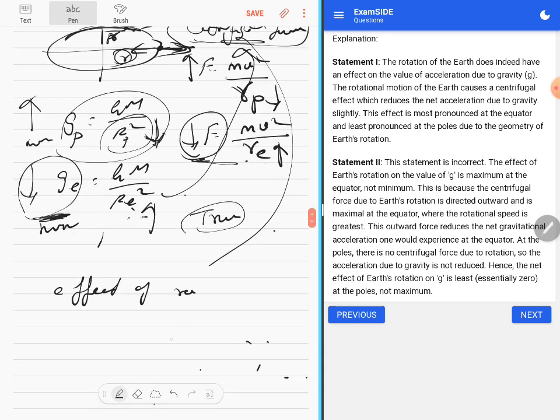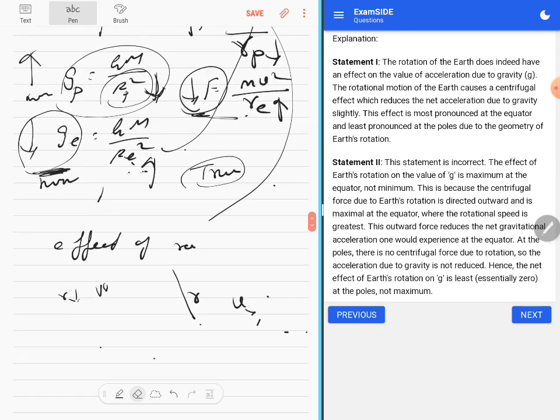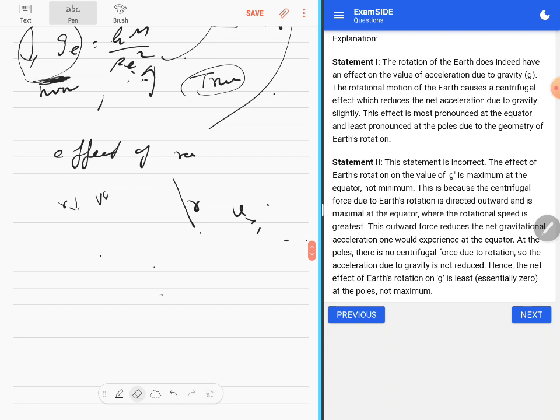Do you know, if r is greater, velocity will be lesser. And because r is lesser, the velocity will be greater. Don't compare it with what we learnt in QVB, r equals mv by qb. That is a different chapter. Normally, if the radius is bigger, the velocity will be lesser. Where the rotational speed is greatest.